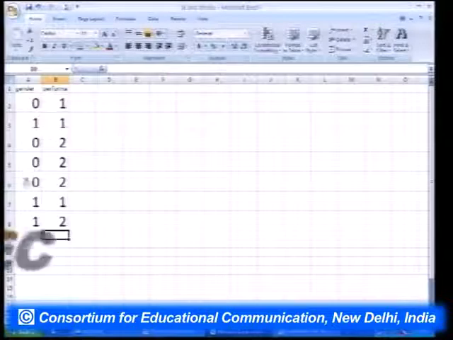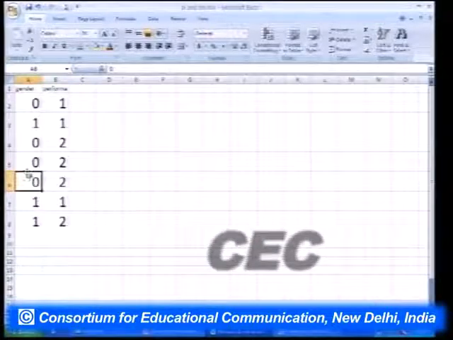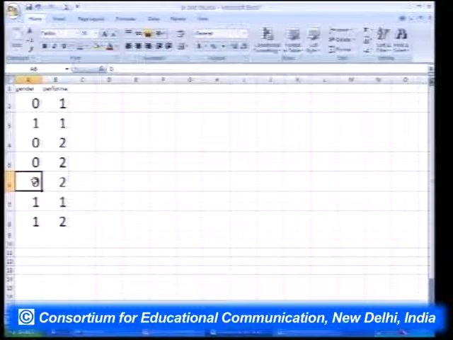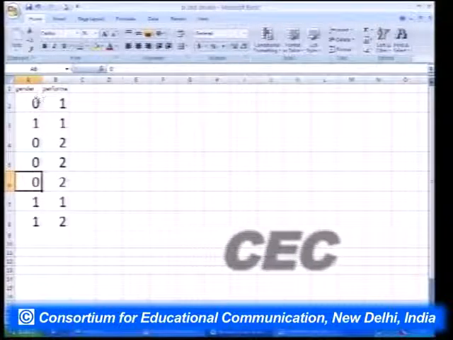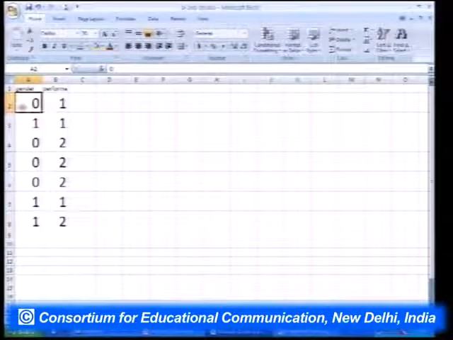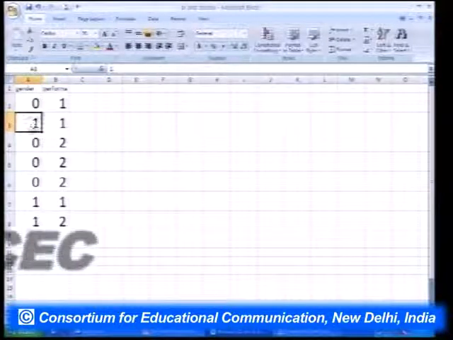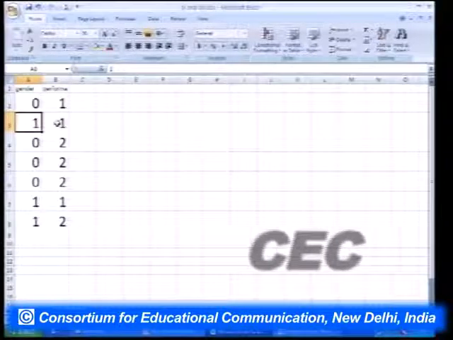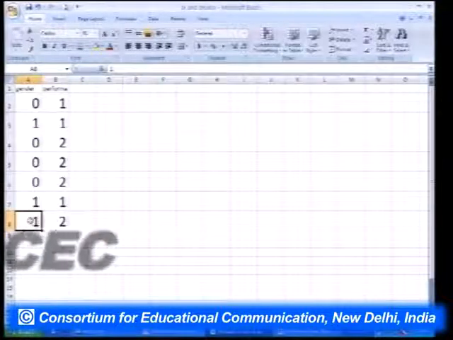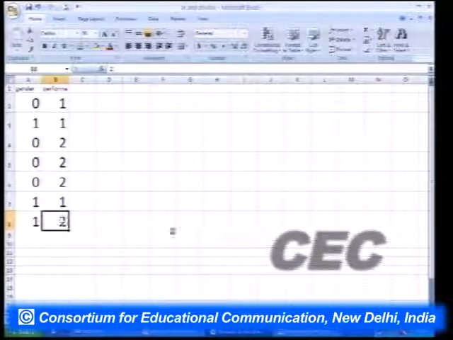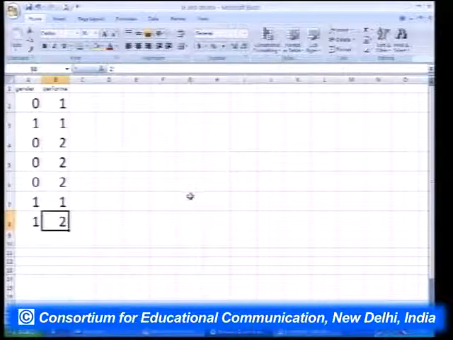So if you look at the sixth student, 0 means female and 2 means fail. So the sixth student is a female who has failed. Similarly, if you look at the first candidate, then she is again a female, but she has passed. Similarly, if you look at the second one, this is a male who has passed. And if you look at 1 0, there is no 1 2. So if you look at the last eighth student, he is a male, but he has failed. So these are two variables, gender and performance.